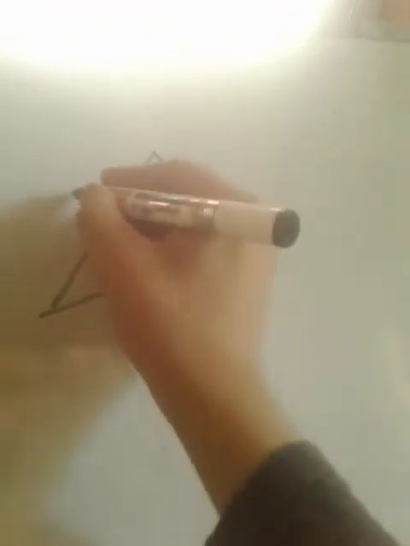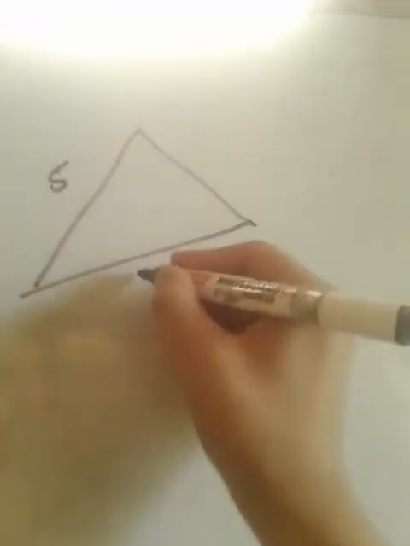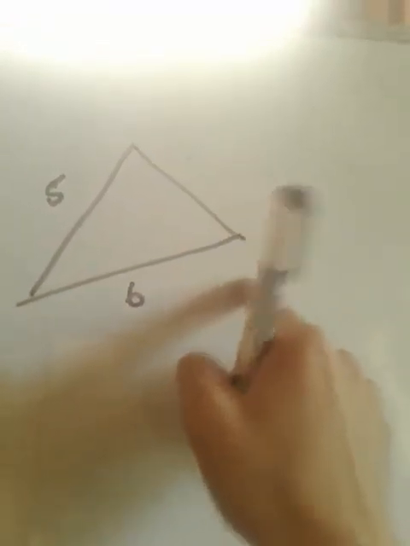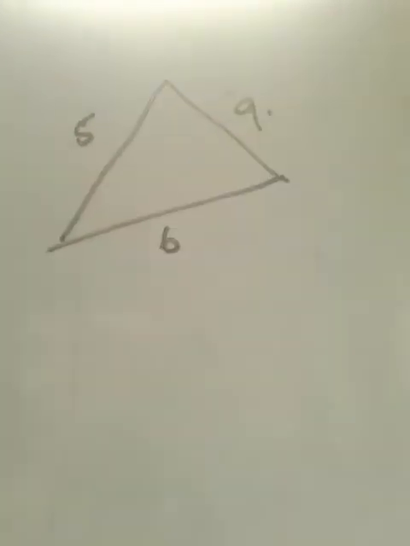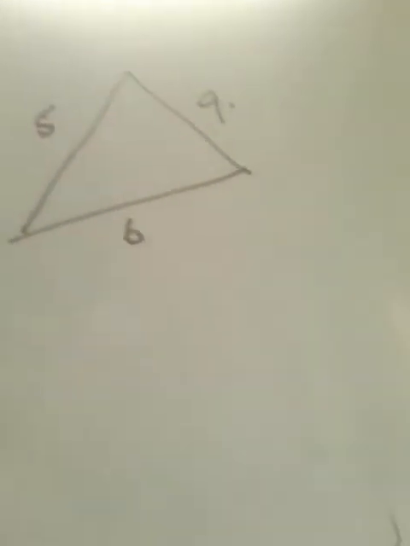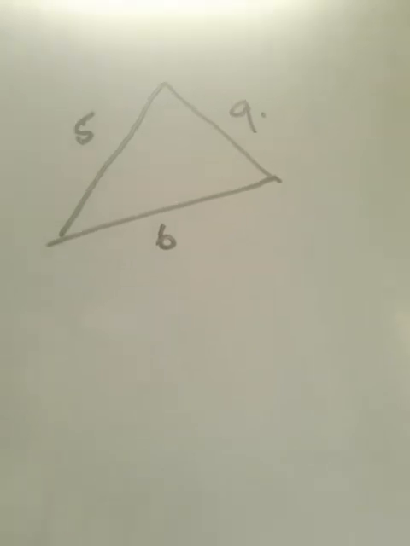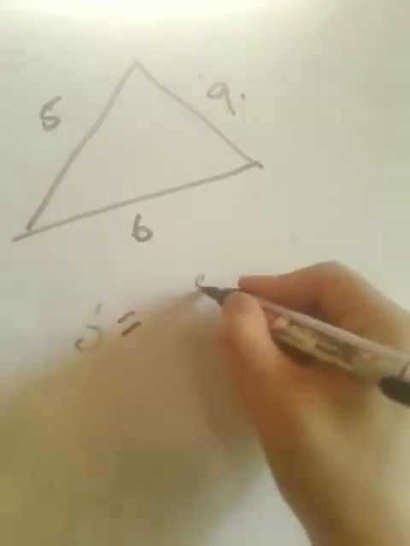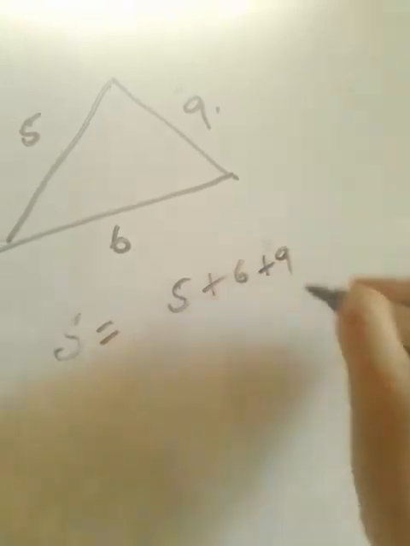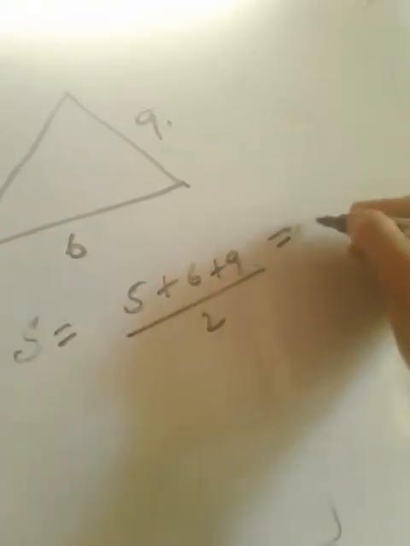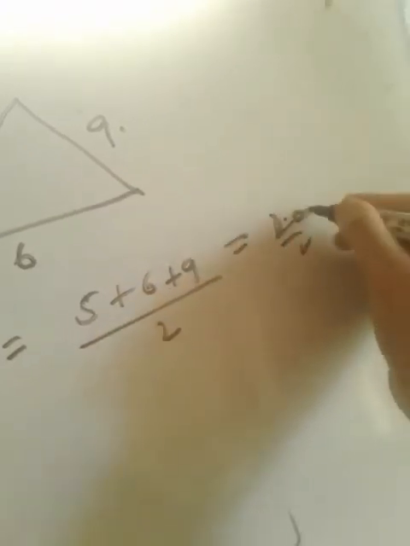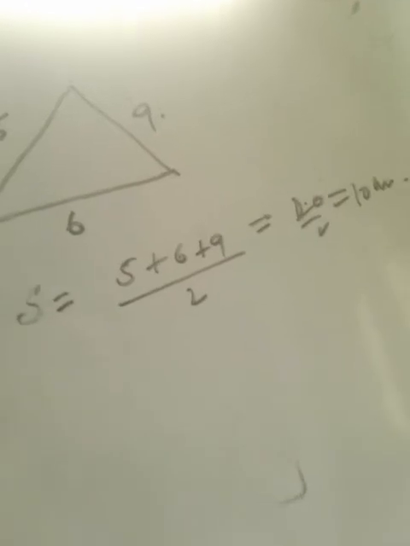Suppose we have a triangle having sides 5, 6 and 9. These are the lengths of the sides of the triangle. First of all, we will find S. S equals (5 plus 6 plus 9) divided by 2, the sum of sides divided by 2. It will come out 20 by 2, that is 10 centimeter. So the semi-perimeter is 10 centimeter.